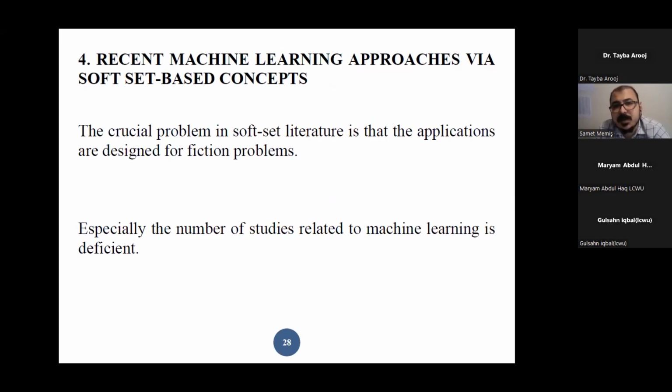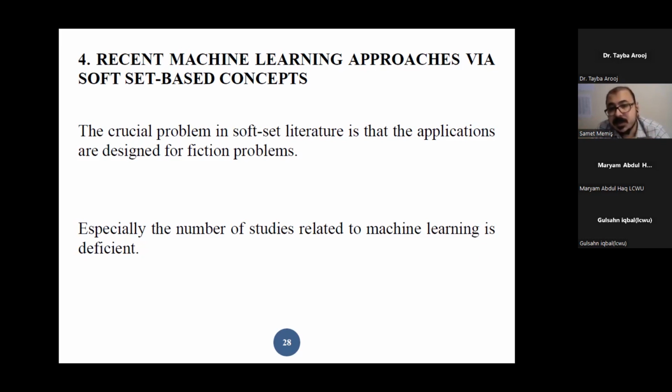The crucial problem in soft-set literature is that the applications are designed for fictitious problems. This is a really important problem because soft sets or soft-set-based concepts can model uncertainty very well, but many studies are based on fictitious problems. I think we know many article titles, for example, medical diagnosis or decision analysis, but many of them are based on fictitious problems. This is a really bad problem. I think we can enhance the real applications in our literature.